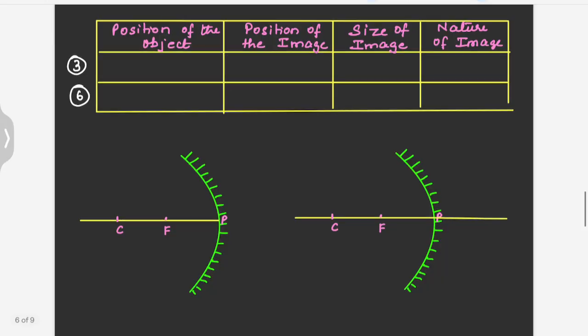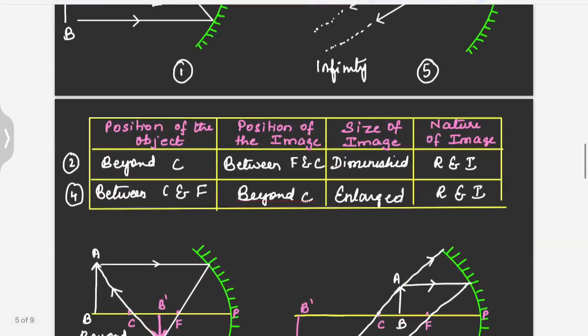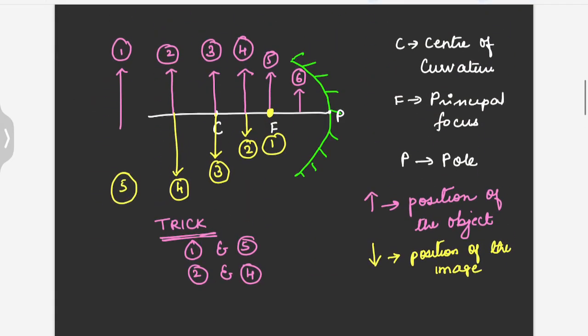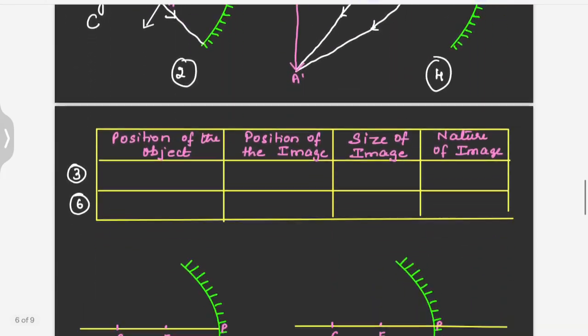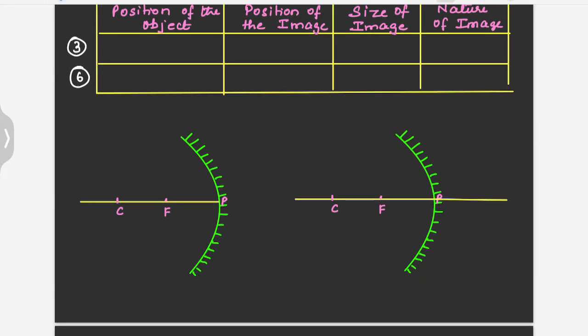So let us go for the next one. Third and sixth. So third and sixth we will write together. So first let us learn for the third one. So for the third one, where we are going to place the object. So see the trick what we have written. Third ray diagram, object is here. Image also formed at the same position. So image and object are at the same position. So let us draw for the third one. So we are going to place the object at C. So take this as AB. So image also will be formed at the same position.